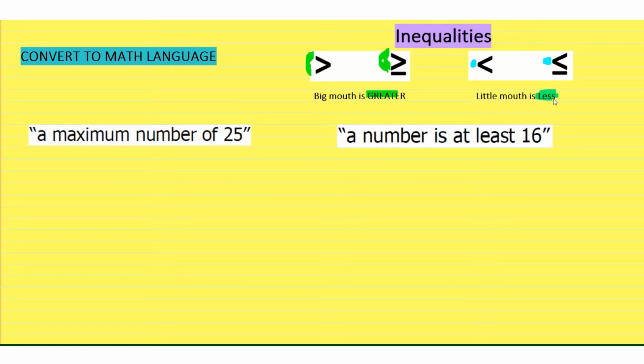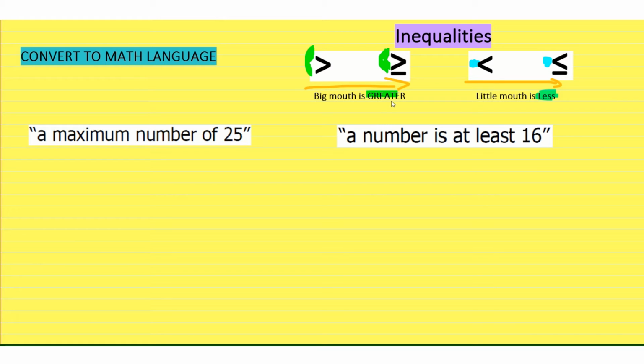I can't deal with thinking about crocodiles and alligators that other people sometimes try to explain this with. That's just more than I can deal with. So I keep it very simple. Big mouth is greater. Little mouth is less than. Hopefully that helps. It is about thinking about this from left to right. You always consider from left to right, just like we read in English, so we only have to consider this side of it. On the left-hand side is greater than, and on the left-hand side is less than.